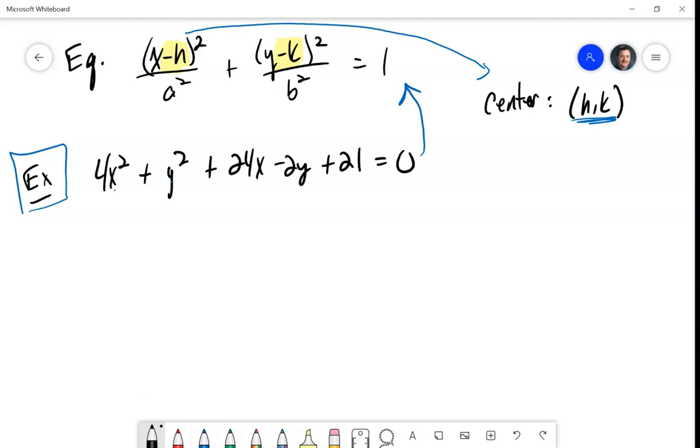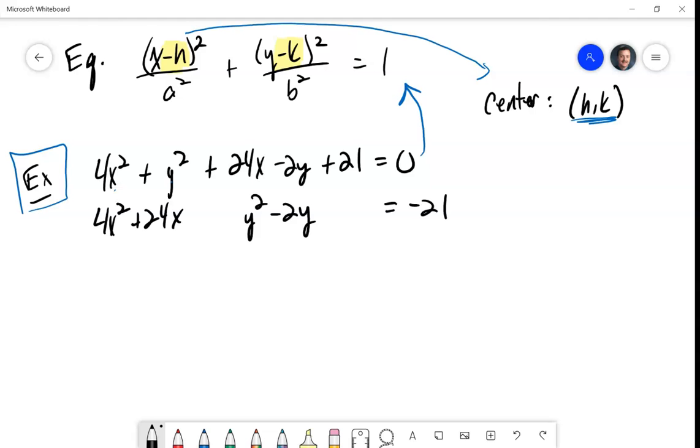So let's rewrite this, putting our x pieces together. I'm going to rewrite 4x squared plus 24x. Then I'm going to skip a little bit of room here and put y squared minus my 2y, just giving me some room to work. And I'm going to take this number that's just a constant and move it over to the other side, because whether it's a circle or an ellipse, the regular numbers, the constants, I do need on the other side of the equation. So if I move that over, that would be a negative 21.